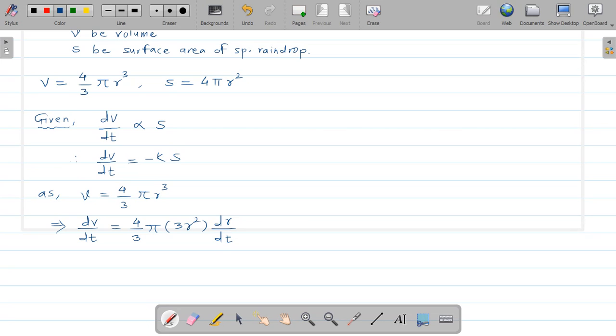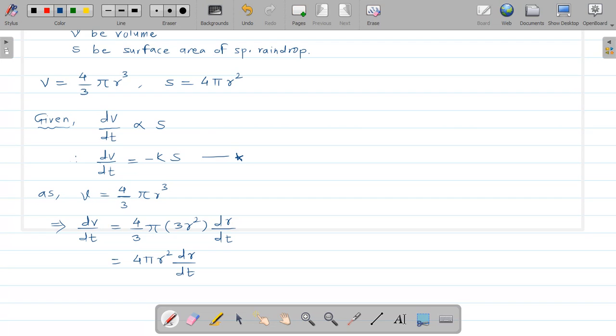Getting the equation dv by dt is equal to minus k s, this is called a differential equation. But before that, as we know that v is equal to 4 by 3 pi r cube, what is dv by dt after taking the derivative? 4 pi r square dr by dt.